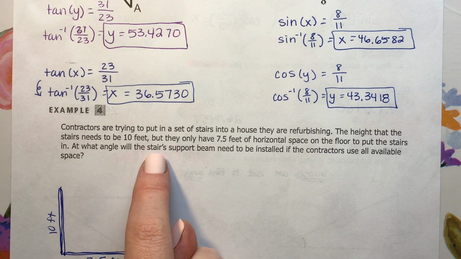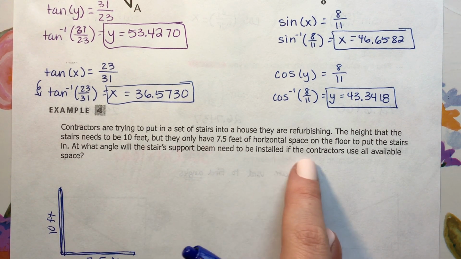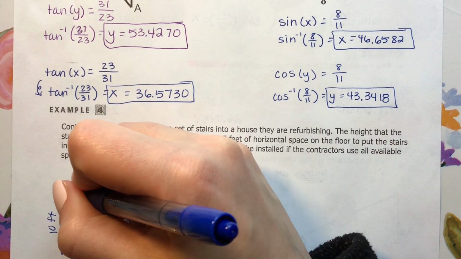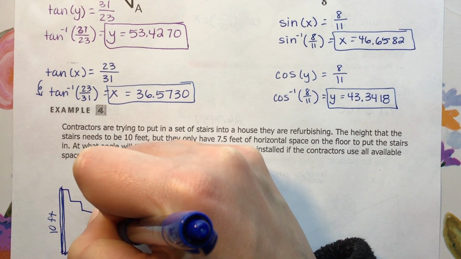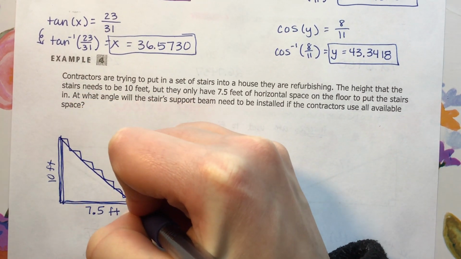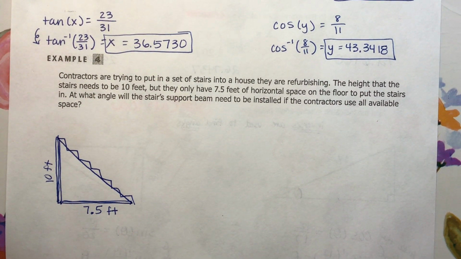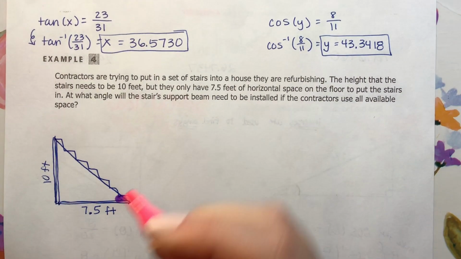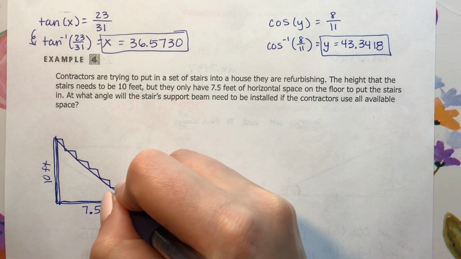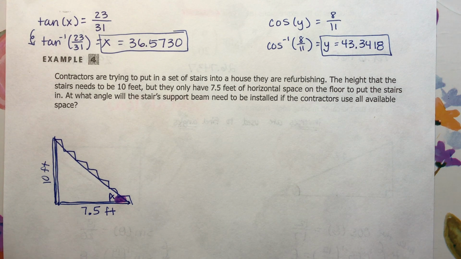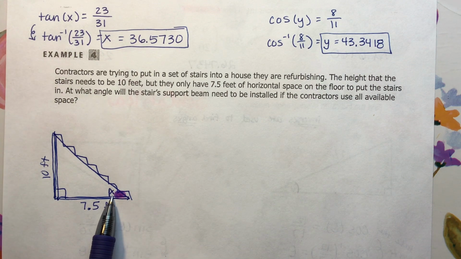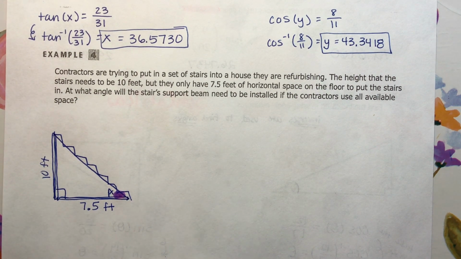At what angle will the stair support beam need to be installed if the contractors use all available space? So if these are the stairs going down, the support beam is going to go straight through there. I'm trying to figure out this angle right there. At what angle is that going to be put in? So if I were to call that angle A, now let's compare what sides I know in relation to that angle.